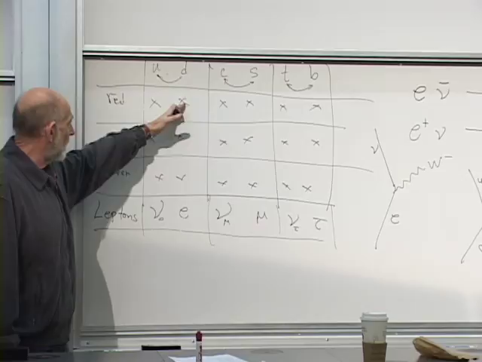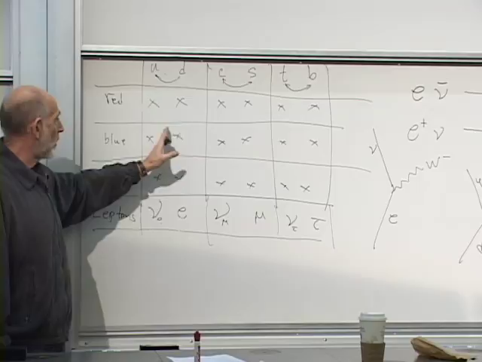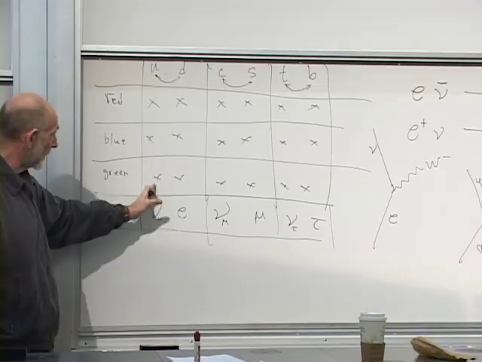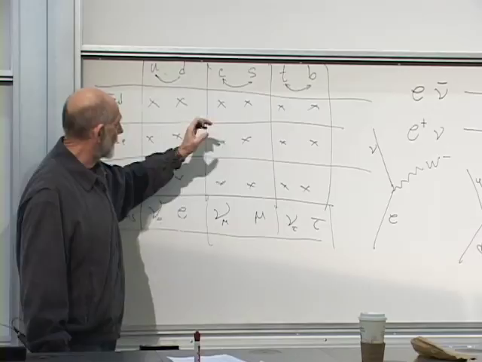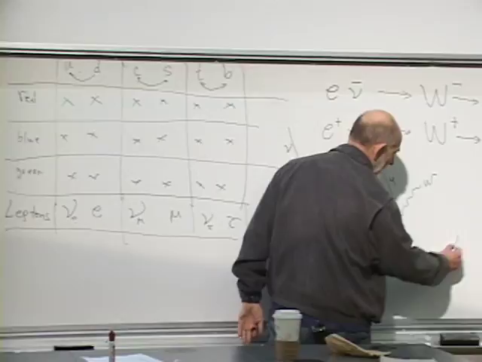A red down quark can become a red up quark by emitting a W. A blue down quark can become a blue up quark by emitting a W. Likewise for green. But you can go further. The strange quark can become a charmed quark. That's another one. Strange quark, charmed quark, again, W minus.